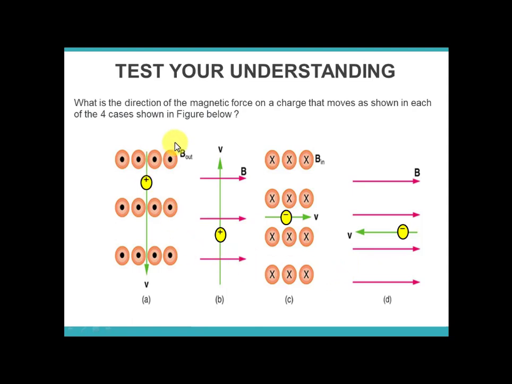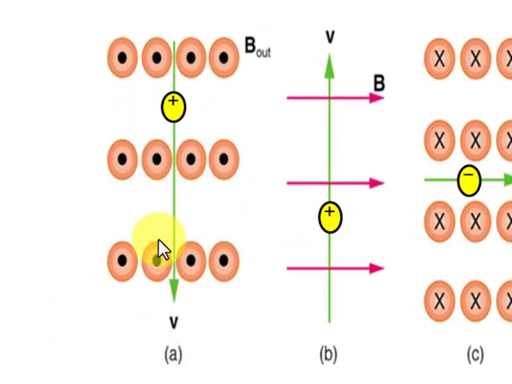Let's test your understanding using these four cases. We have to determine the direction. What is the direction of the magnetic force on a charge that moves as shown in each of the four cases in the figure below? Let's take a look at case A. What happened here? You have dot, dot, dot. What is the meaning of the dot here? The dot means that the magnetic field is out of the page, perpendicularly.